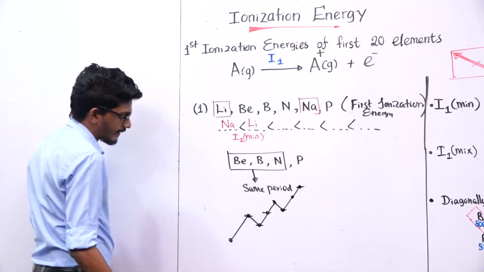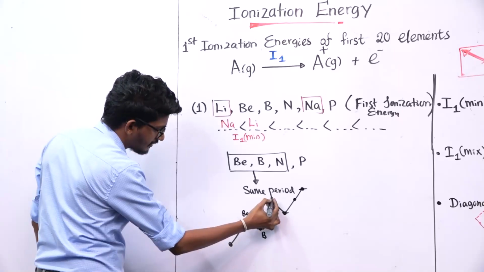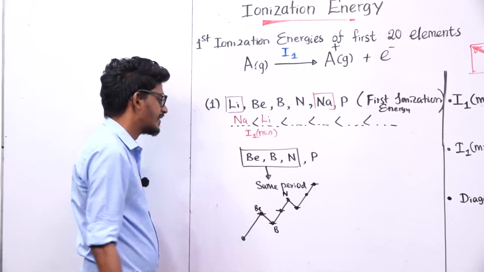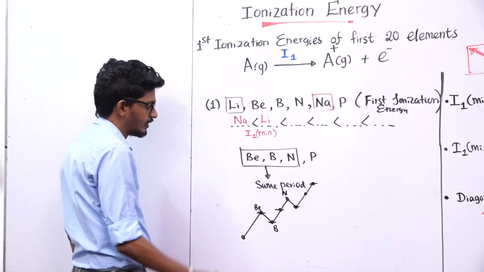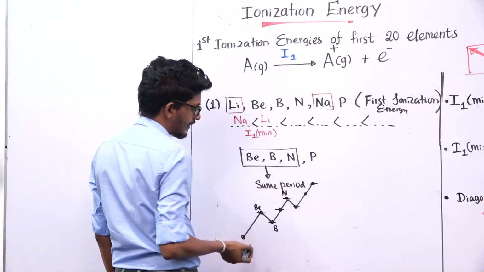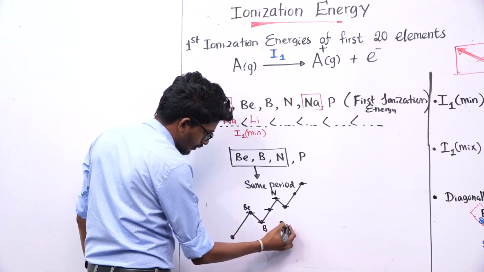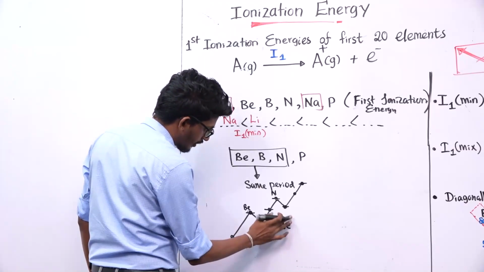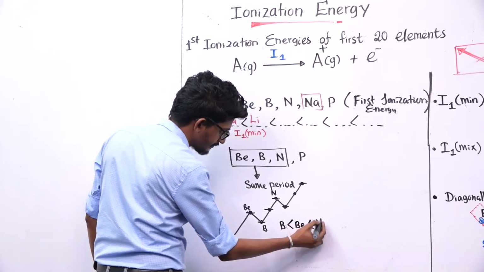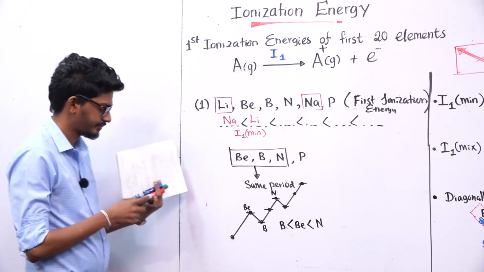So lithium, beryllium is here, boron is here, nitrogen is here. With the zigzag, you can locate beryllium, boron, nitrogen. Nitrogen has the greatest value, beryllium and boron have smaller values. So boron is the smallest, then beryllium, then nitrogen. That is about the same period elements.